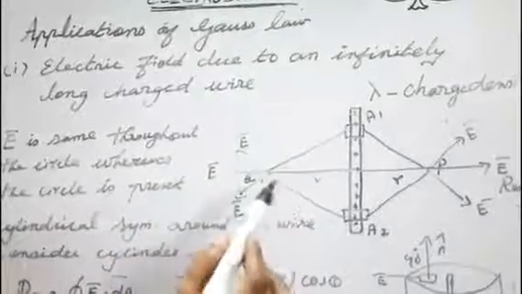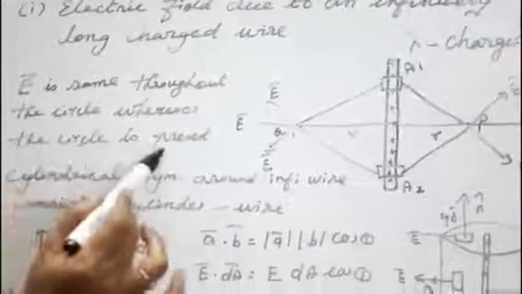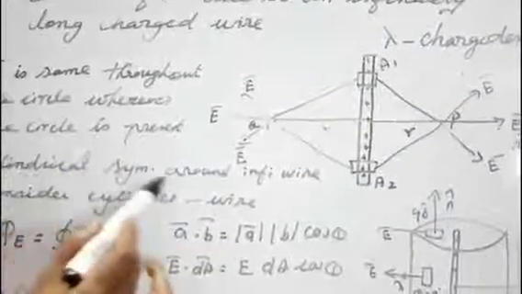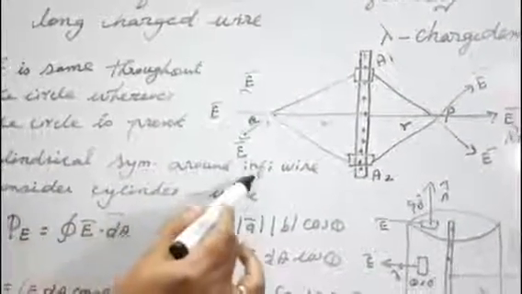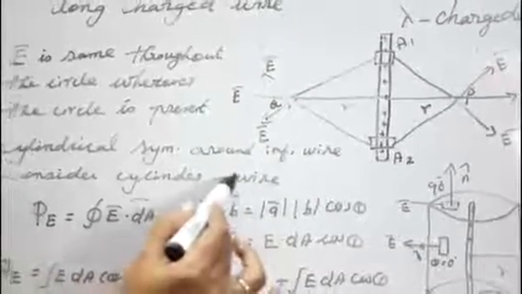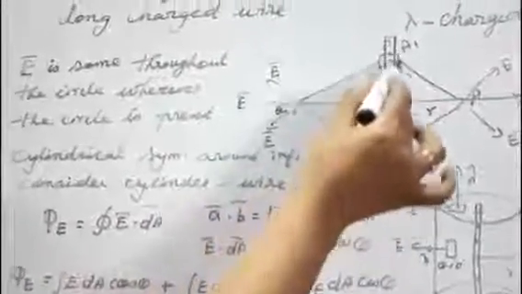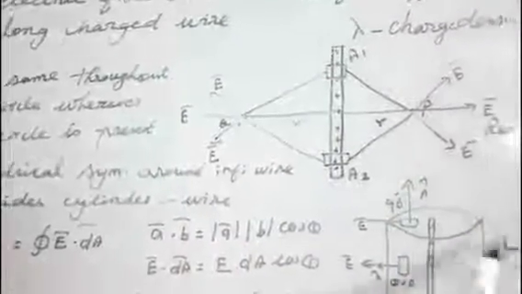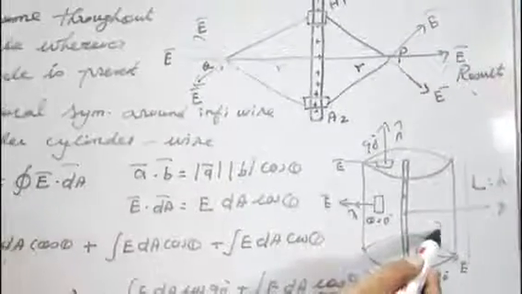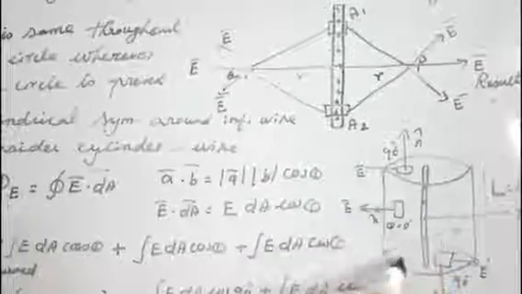Now here the electric field E is seen throughout the circle wherever the circle is present, and this is considered the cylindrical symmetry around the infinitely long wire. So consider a cylindrical wire, a charged cylindrical wire, and this height we can consider L equal to H, and a point P we consider at a distance r from this wire. And next we can calculate the total electric flux.